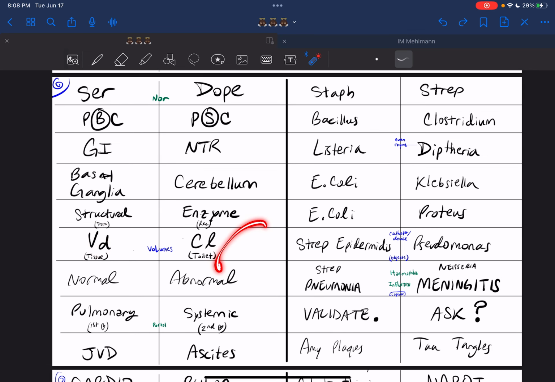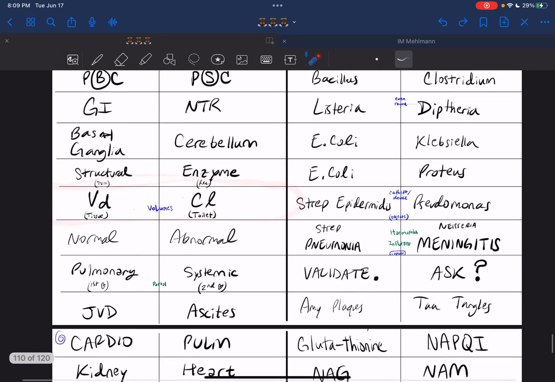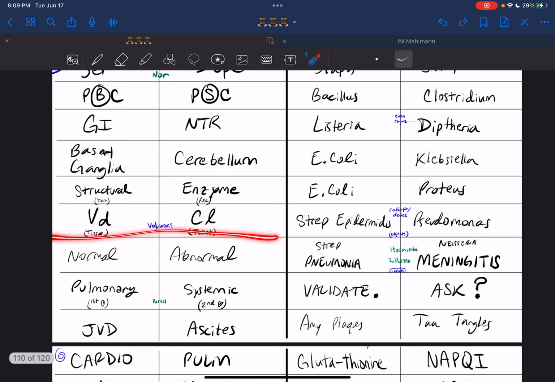When you're looking at going out of the body, peeing out, you use clearance. But they're almost interchangeable in the formulas in a way. So they're opposites. Normal versus abnormal.